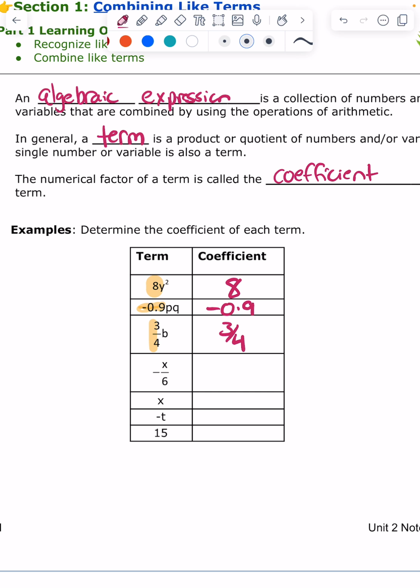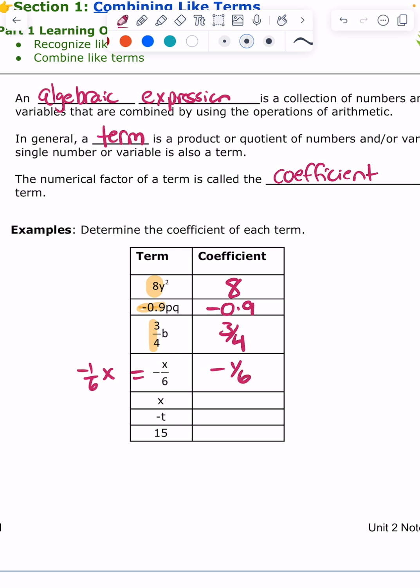In 3/4 b, the coefficient would be the 3/4. Ooh, the next one's a little tricky. Negative x over 6 could also be written, I'm going to write it over here to the side, as negative 1/6 x. So it's a way of combining it into one fraction to write it as negative x over 6, because x times 1 would just be x. Hopefully that makes sense. And then our coefficient would be negative 1/6.